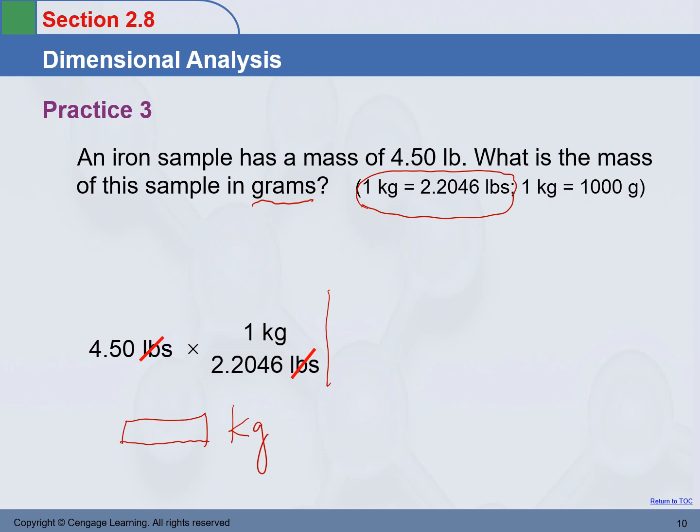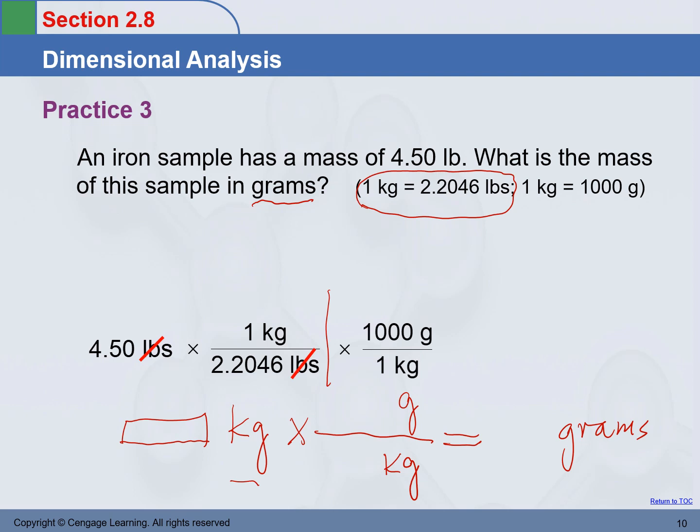Now what we need to do, we need to convert kilograms eventually to grams. We need a conversion factor in which kilograms need to be at the bottom, grams need to be on the top. This is what we learned, what we have been practicing. All right, that's what we need.